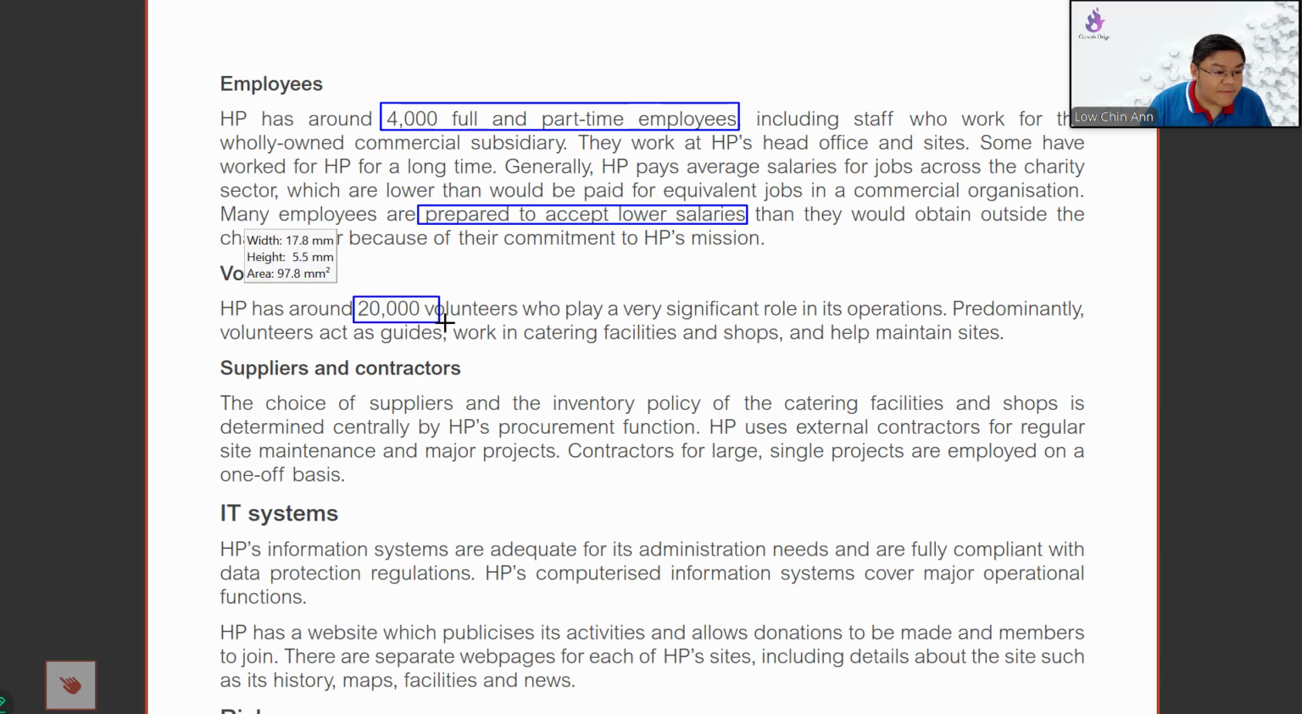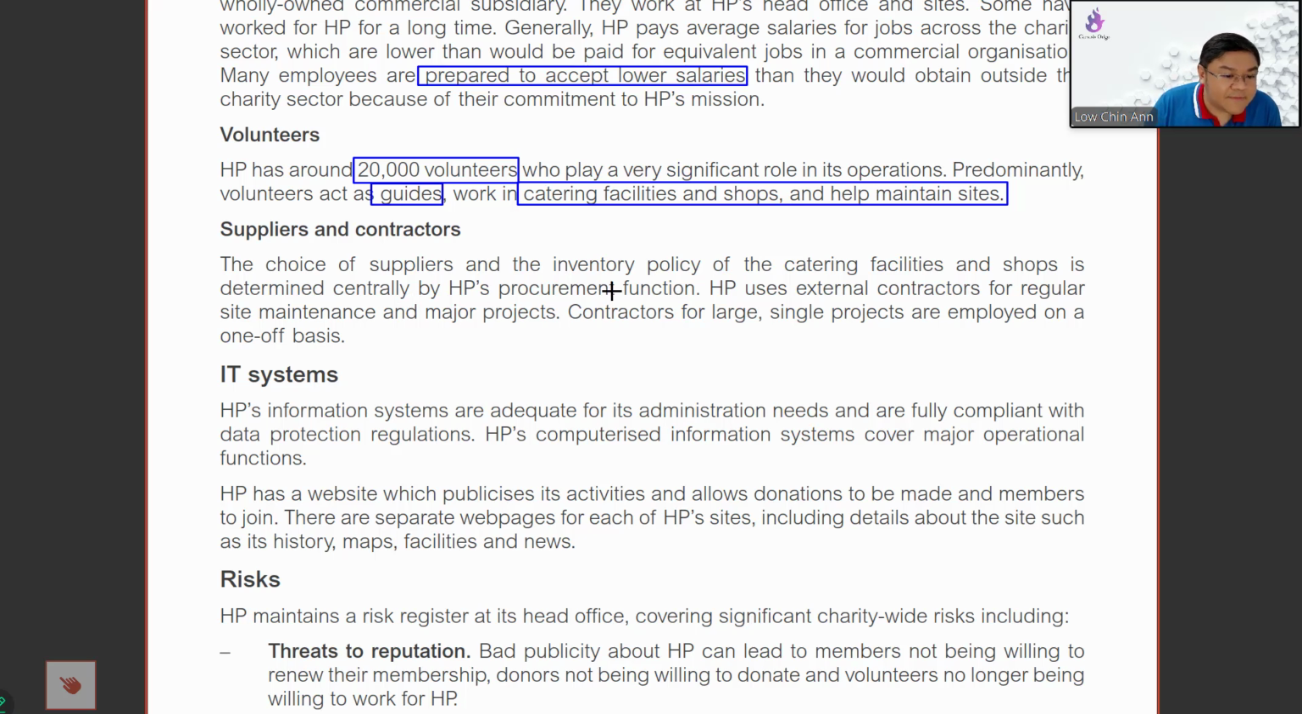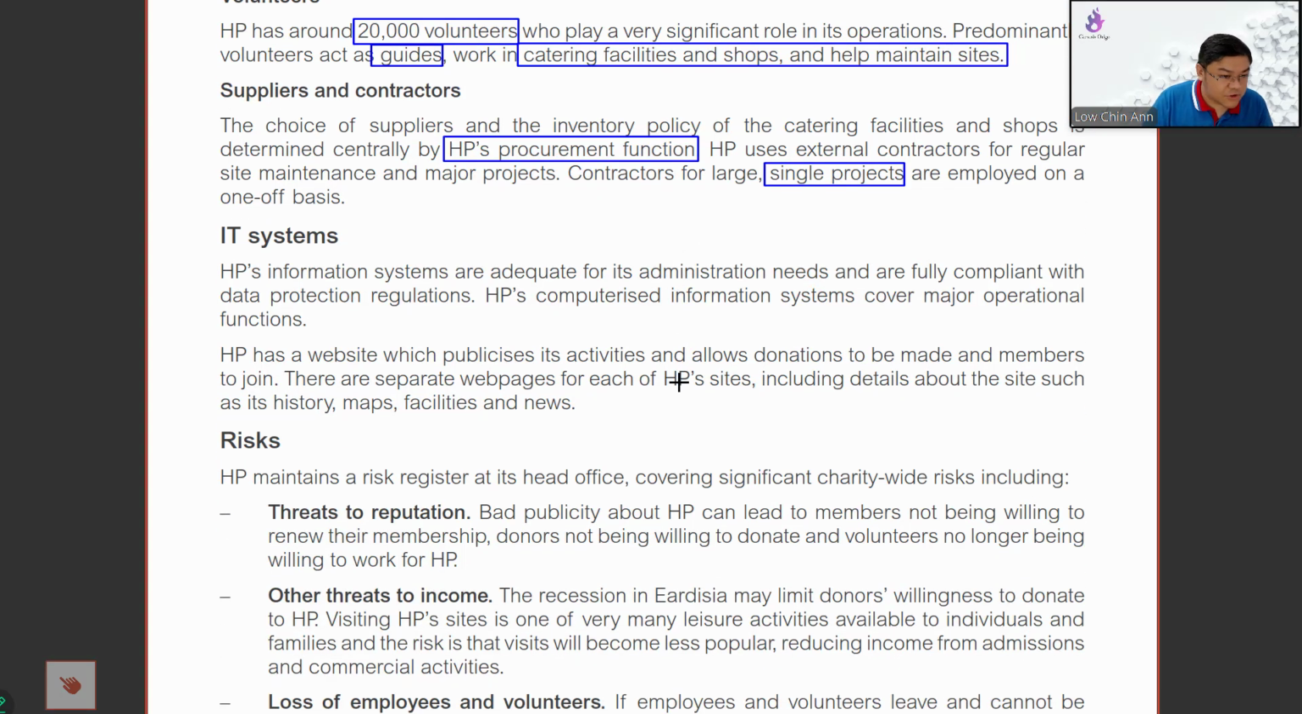And they have about 20,000 volunteers that play a very significant role. Predominantly, they are working as guides, in catering facilities and shops, and they maintain the sites. The choice of suppliers and inventory policy of the catering facilities and shops is determined by their procurement function. They use external contractors for regular site maintenance. Contractors for large single projects are employed on a one-off basis. So projects are ad hoc, on a project-by-project basis.